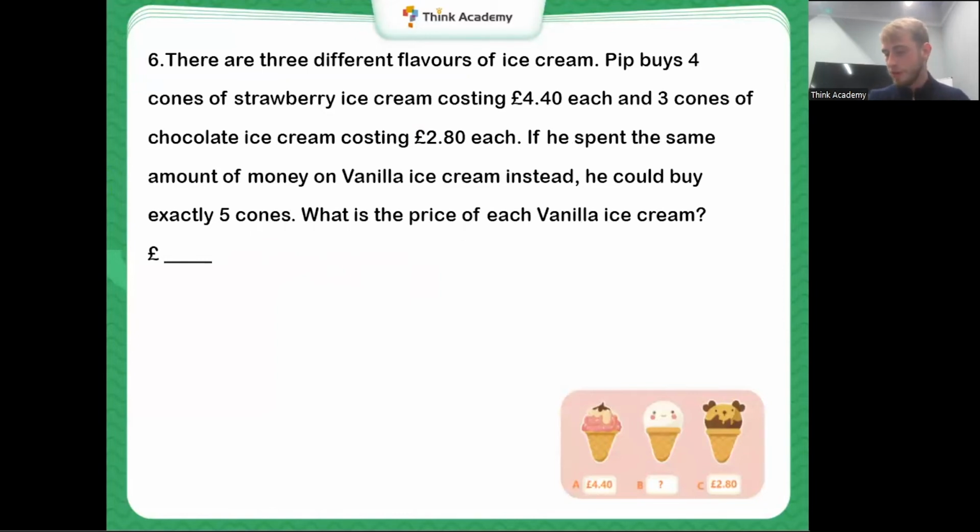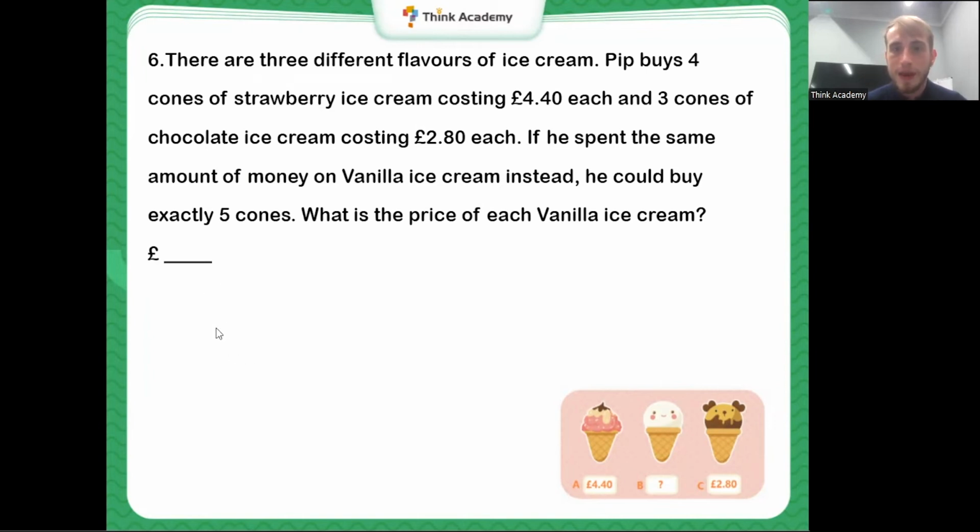This one I do want to go through. This is a calculation question. So I think any mistakes here are just, we need to be super careful with our multiplying and to understand the question. There are 3 different flavors of ice cream. Pip buys 4 cones of strawberry ice cream, costing $4.40 each, and 3 cones of chocolate ice cream costing $2.80 each. So I need to know how much he's spent so far.